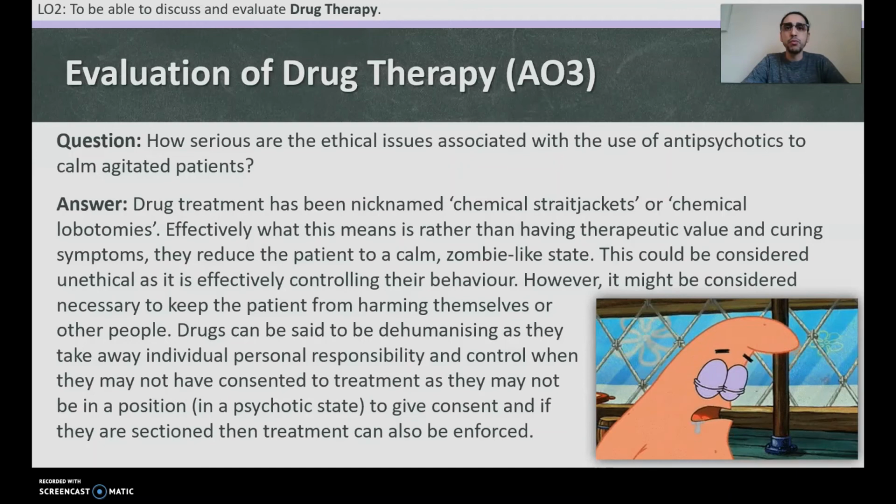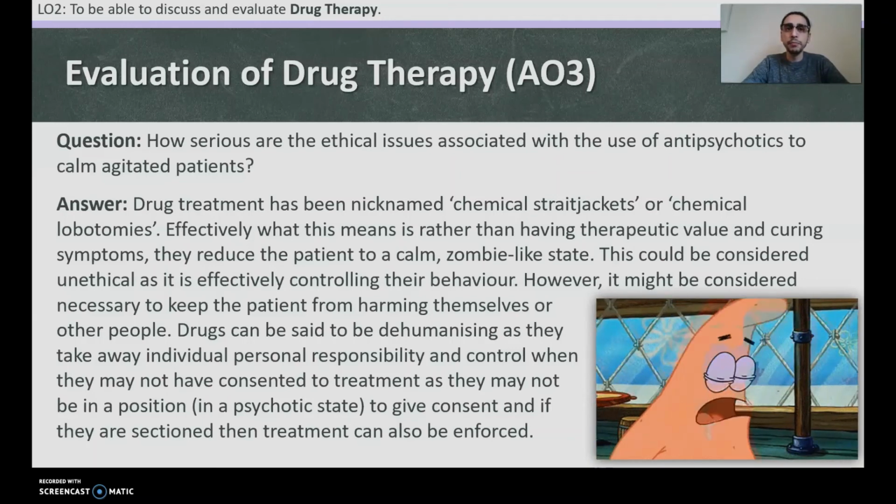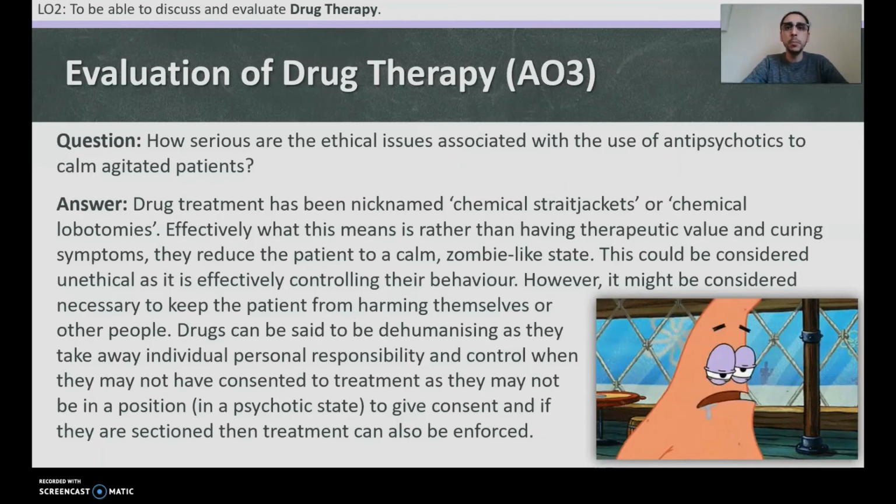Effectively, what this means is rather than having therapeutic value and curing symptoms, they reduce the patient to a calm, zombie-like state. This could be considered unethical as it is effectively controlling their behavior. However, it might be considered necessary to keep the patient from harming themselves or other people. Drugs can be said to be dehumanizing as they take away individual personal responsibility and control when they may not have consented to treatment, as they may not be in a position in a psychotic state to give consent. And if they are sectioned, then treatment can also be enforced.